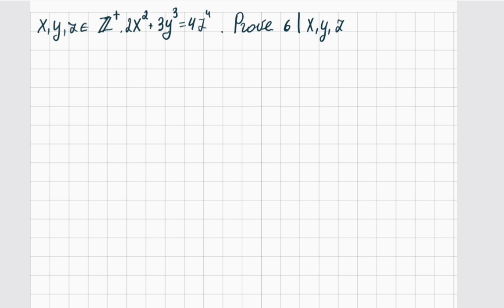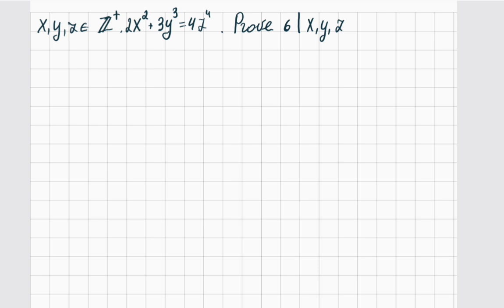Okay, let's solve it. Firstly, we are given that x, y and z are positive integers and there is this equation here. And then we are asked to prove that all of these numbers are divisible by 6.